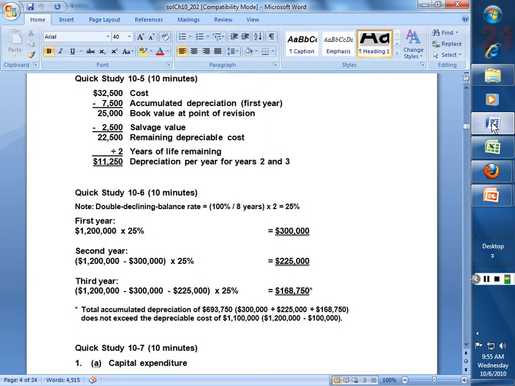I'm going to move on to revenue versus capital expenditures. Let me pause for a minute to set the file.